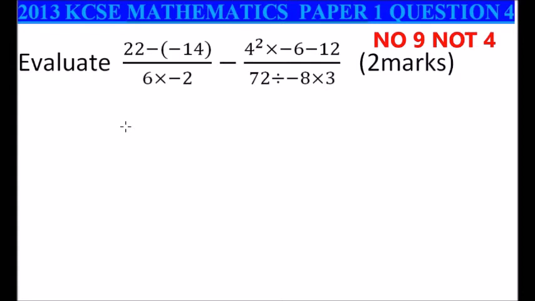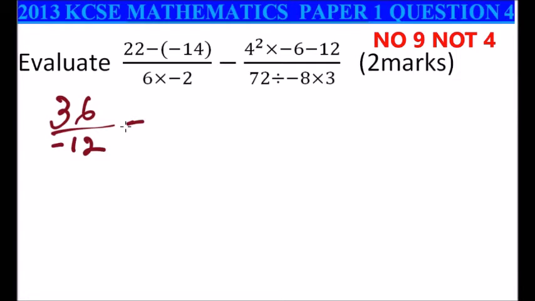2013 paper 1 question 4, evaluate. So we are given 22 minus 14 divided by 6 times minus 2 minus 4 squared times minus 6 minus 12, all over 72 divided by minus 8 times 3. So in the first fraction, this is minus and this is minus, so that changes to positive. So 22 plus 14 will give you 36, divided by, you multiply 6 times minus 2, that will give you minus 12, minus 4 squared is 16.